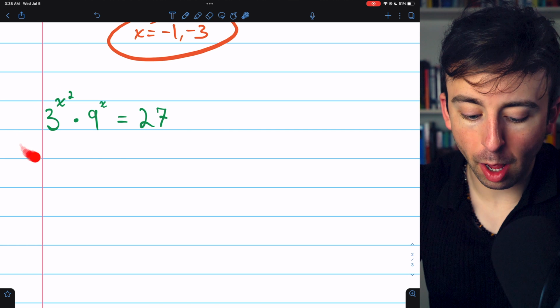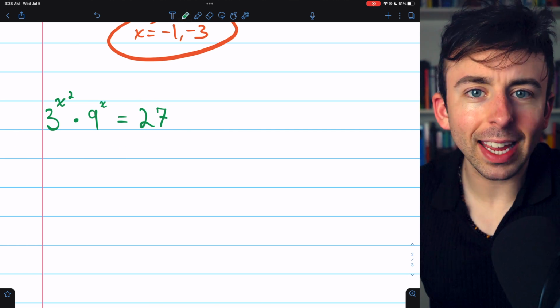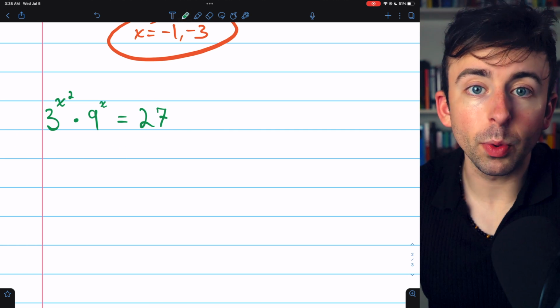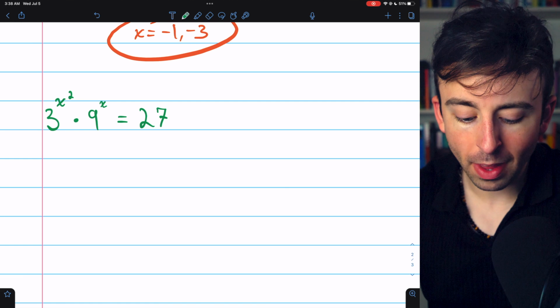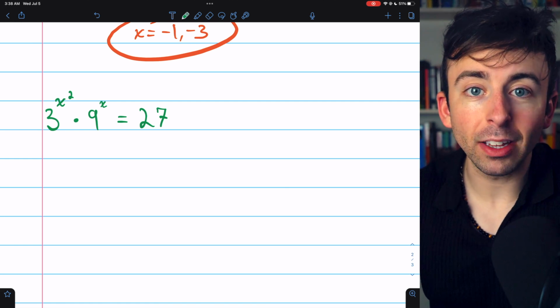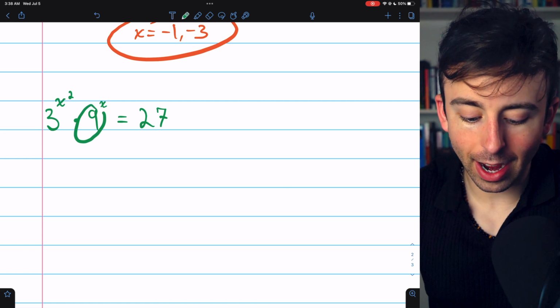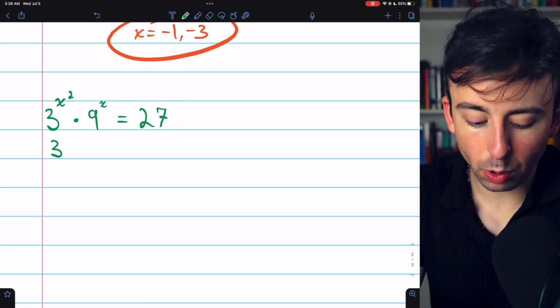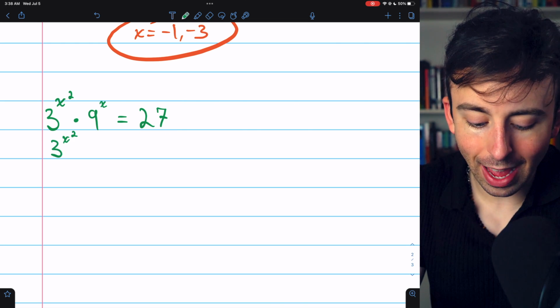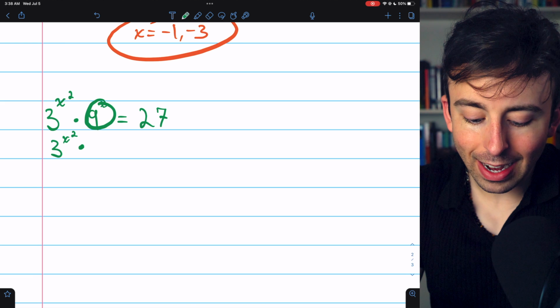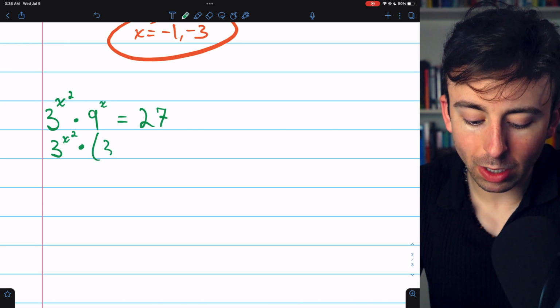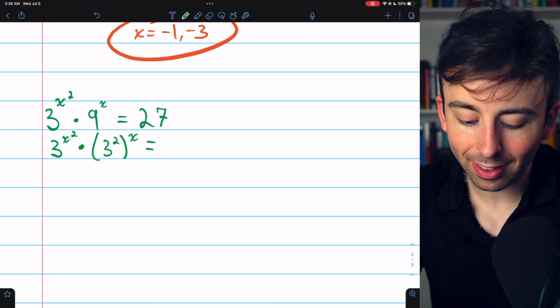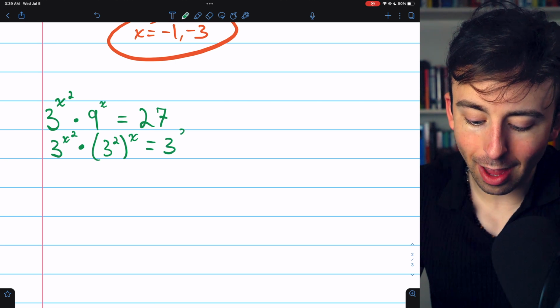Here's another type of problem you might see, where again we've got to get common bases, but also we need to apply our exponent rules. You should note that the common base will have to be 3, because 9 is a power of 3, and 27 is a power of 3. So let's rewrite this. We have 3 to the x squared times 9 is the same as 3 squared. So 9 to the x is 3 squared to the x, and 27 is the same as 3 cubed.